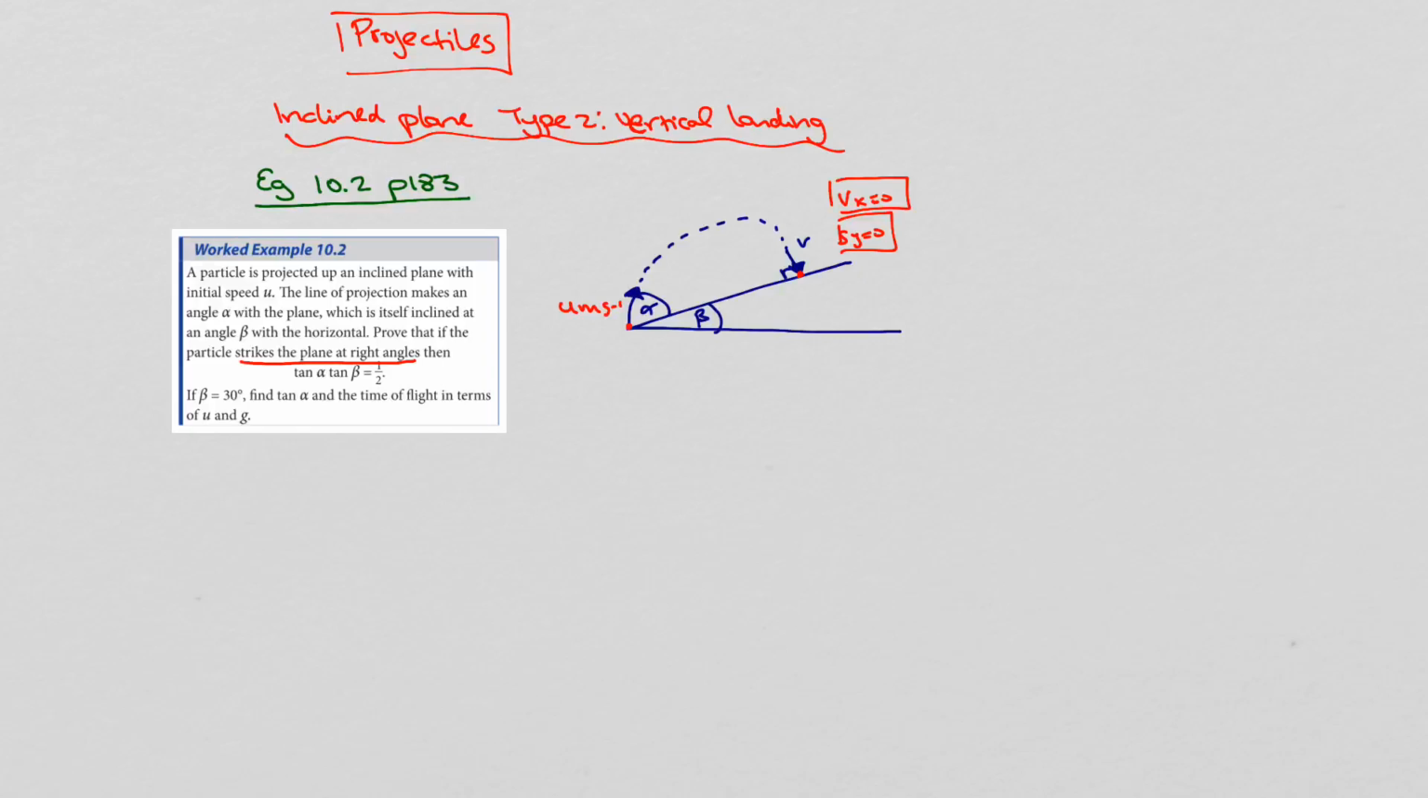So we now have two pieces of information that are going to help us prove this identity that tan alpha times tan beta is equal to a half. Now, there is no way you could look at that and see how you're going to prove it. Instead, you focus on what you know about when it's landing. So I'm going to get you to pause the video and fill out your table for U, A, V, S and T in terms of X and Y.